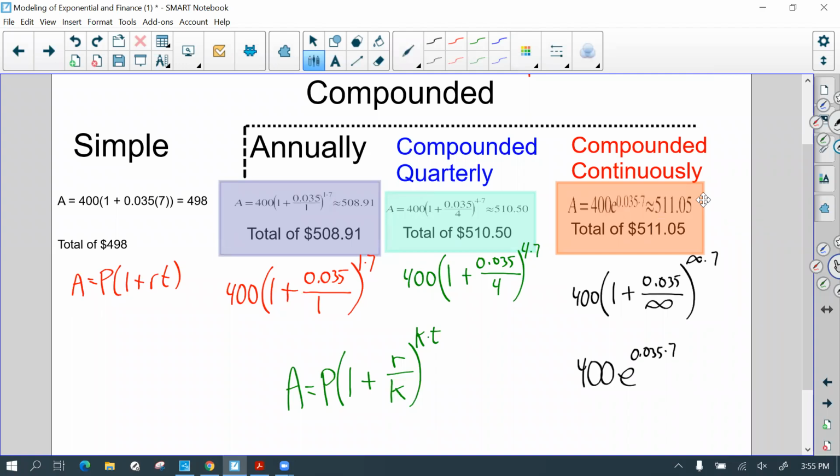$511.05. And I want to point out, the more often you get compounded, of course, the better it is. But look at the difference between getting compounded 4 times a year versus literally all the time. Like every second throughout the whole year for 7 years versus just 4 times a year. It's not that much of a difference. It's only a 65-cent difference. So we have to be careful with what gets sold to us when we're investing.